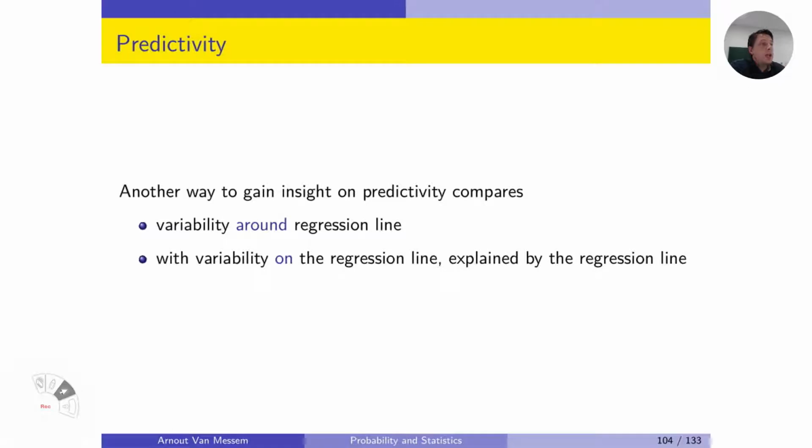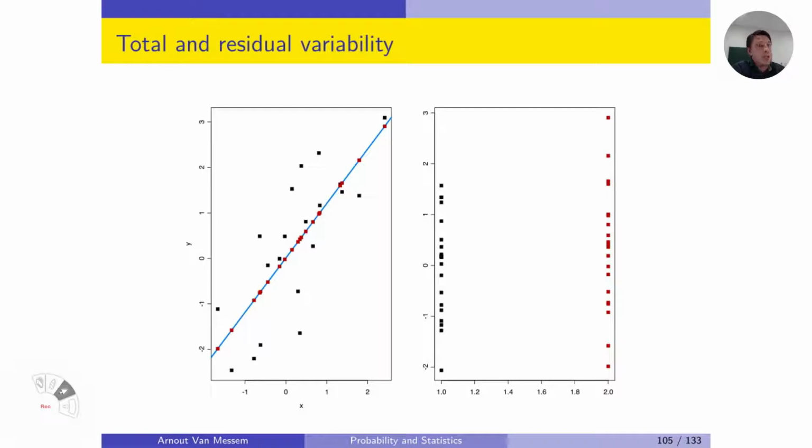Another way to look at predictivity would be to compare the two types of variability. So variability around the regression line, the first type, and then the variability on the regression line, the second type. So the first type of variability is how are they spread around the line. The second type is what is the variability on the line. So basically, how much of the variability can we explain through the regression model? If we do that, and we illustrate this with this example, we get the following plot.